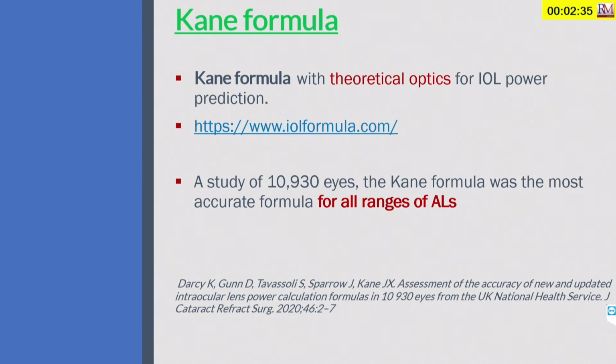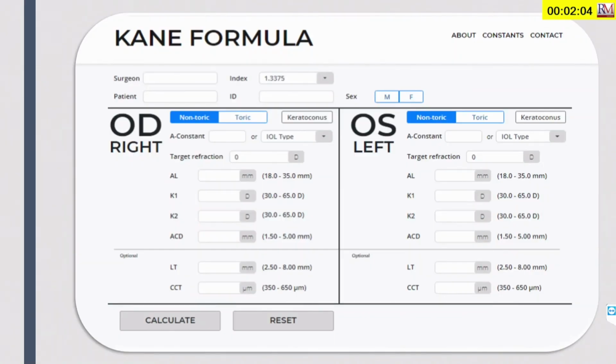And the Kane formula, artificial intelligence with theoretical optics. This is the site of the Kane formula. Actually, a study in 2020, an amazing study on 10,000 eyes, compared the Kane formula with other online artificial intelligence calculators like the Hill-RBF 2, and the fourth generations and the third generations, and the Kane formula was the most accurate formula for all ranges of axial length. This is a display of the Kane formula.